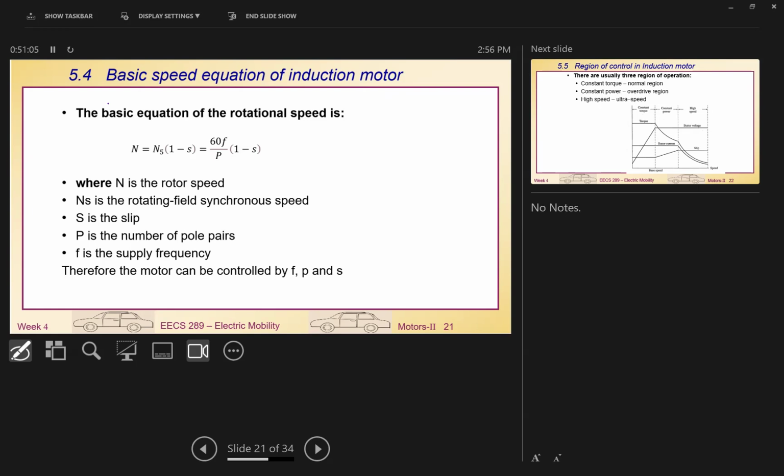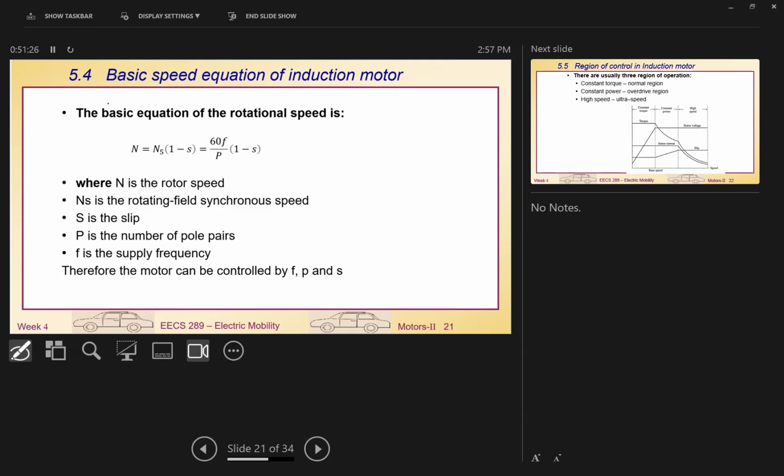So that's a basic equation. And then there's a term called the slip. In an induction motor, slip means the difference between the two frequencies: one appears in the stator, the other appears in the rotor. These two are at different frequencies, so they use their differential frequency to generate the rotating torque.